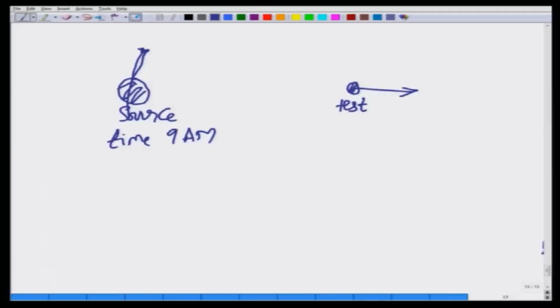Now, what do you think will happen to the test charge? Clearly, if after a certain time the source has moved to this new point, the force on the test charge would also change its direction, because the spatial position of the source charge has changed. Of course, we will assume that the test charge has not changed. So, the source has changed its position.